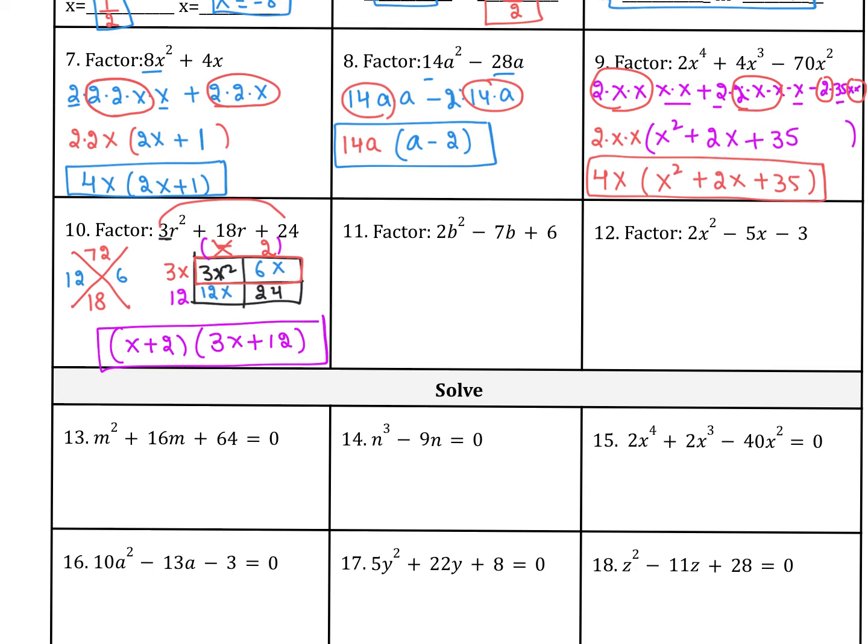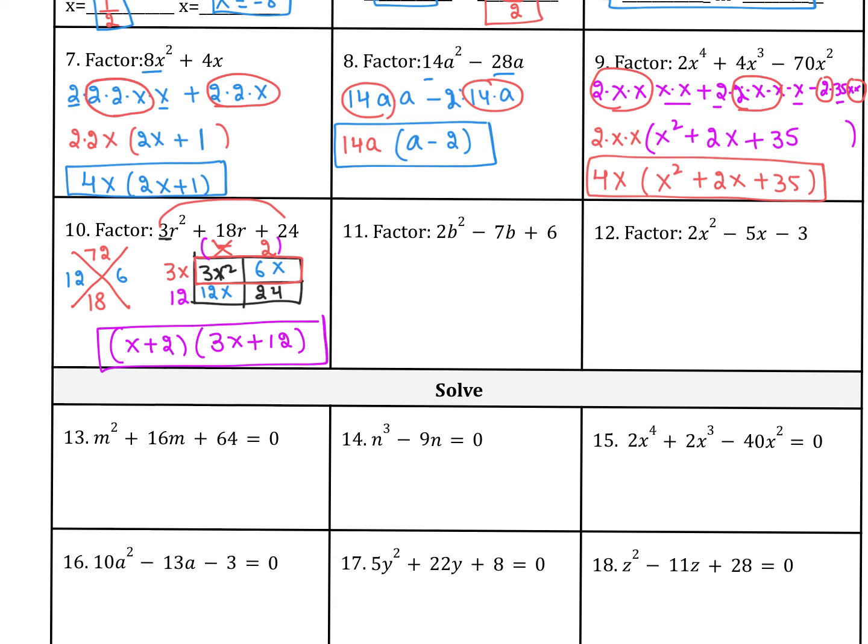You're going to leave these factors as they are and not find the value, because it's just asking us to factor. It's not asking us to solve. If it's asking us to solve, we have to put them equal to 0 one by one and find the x values.